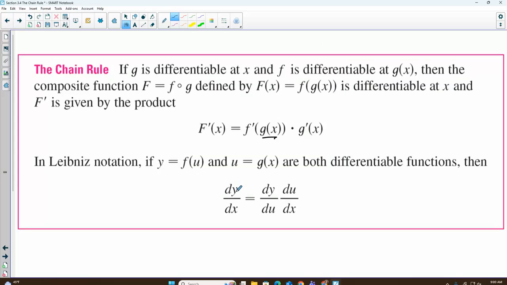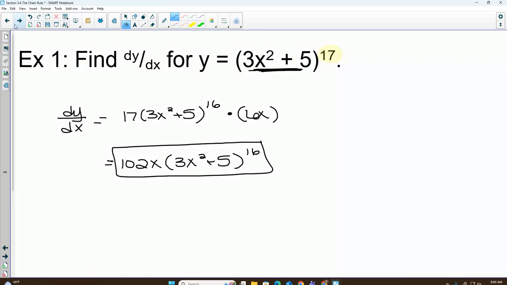Another way you might see this written is like dy dx is dy du times du dx. These really aren't just separate fractions. This is representing the derivative of y in terms of our function, the derivative of the inside in terms of our function. So just keep that in mind. When you see dy dx or something, it's representing a derivative or a rate of change. It's not really a true fraction there.